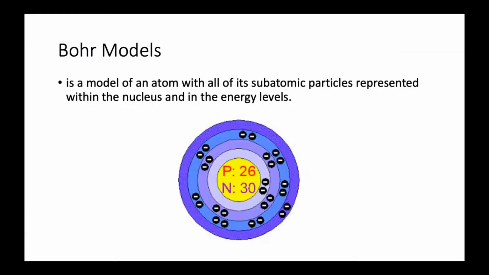So the Bohr model is a representation of an atom, and the subatomic particles are going to be placed in the nucleus, the proton and the neutron, and then the electrons are going to be placed in energy levels outside, in that cloud of the atom.